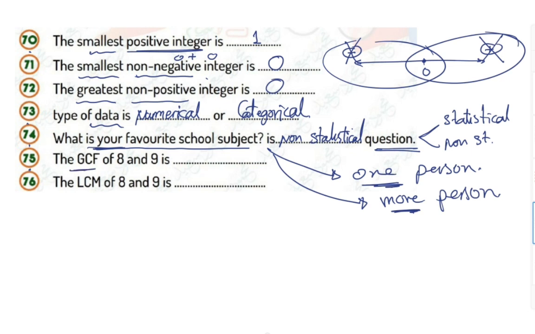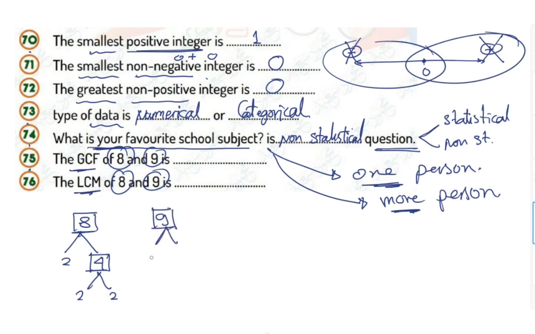75. GCF and LCM of two numbers. Okay, you need to find LCM or GCF. You use what? Use factorization. 2 by 4. Note with me, 4 is composite, 2 by 2. And 9 composite, 3 by 3. Prime, prime, prime, prime, prime. So, now write it. 2 by 2 by 2. And 9, 3 by 3.